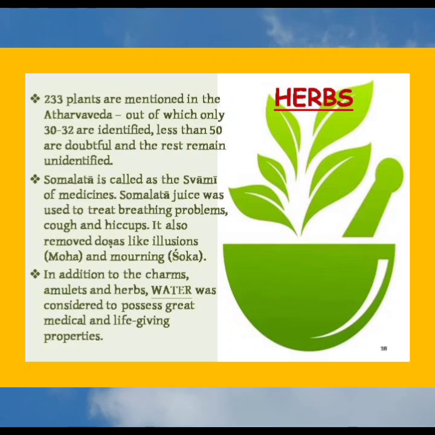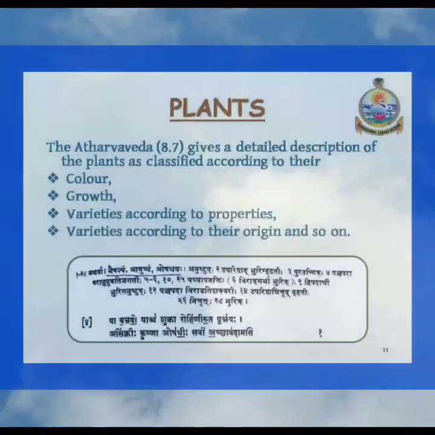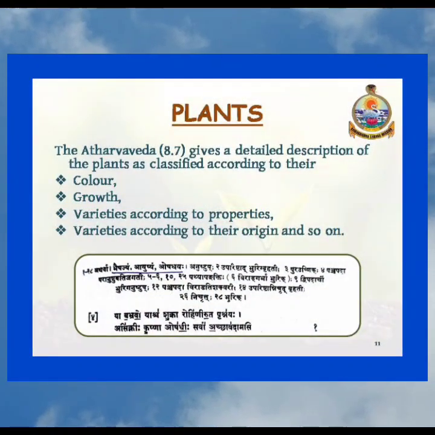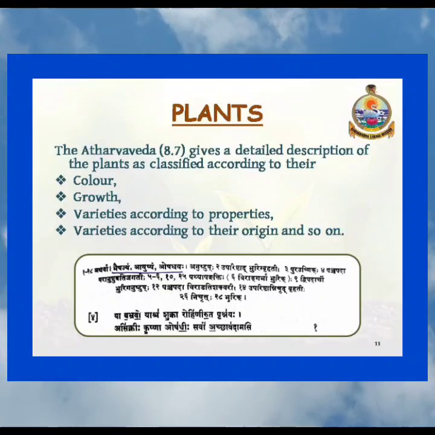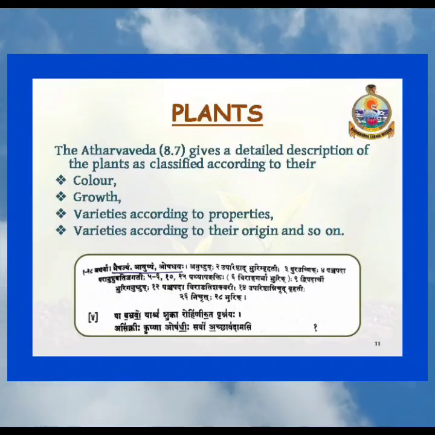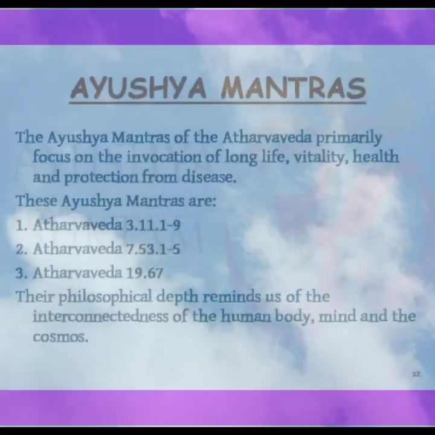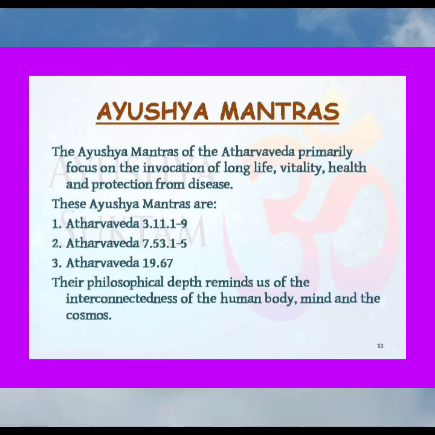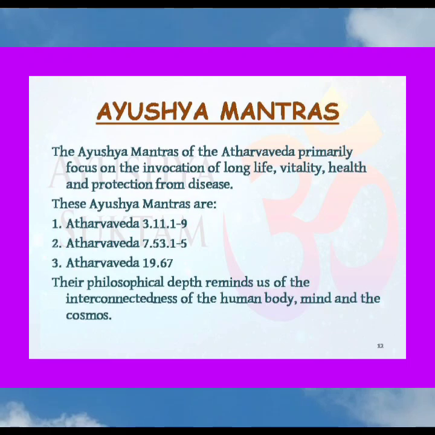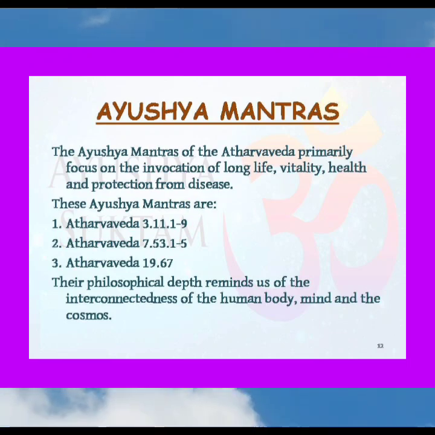In addition to the charms, amulets, and herbs, water was considered to possess great medical and life giving properties. The Atharvaveda gives a detailed description of the plants as classified according to their color, growth, varieties according to properties, and varieties according to their origin, and so on. The Ayushya mantras of the Atharvaveda primarily focus on the invocation of long life, vitality, health, and protection from disease. Their philosophical depth reminds us of the interconnectedness of the human body, mind, and the cosmos.